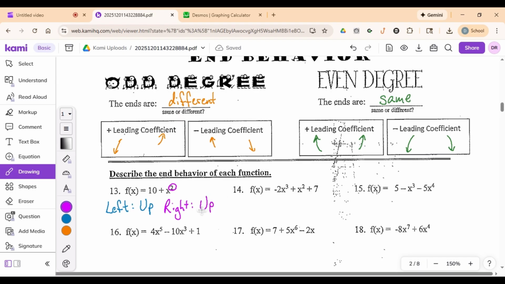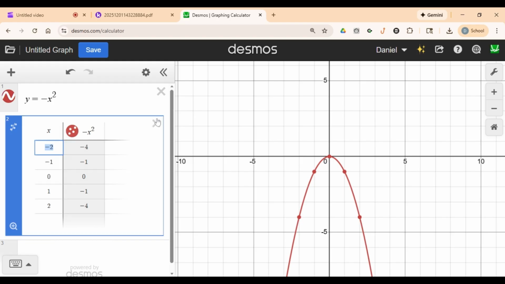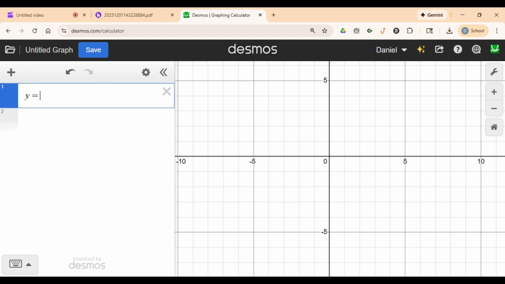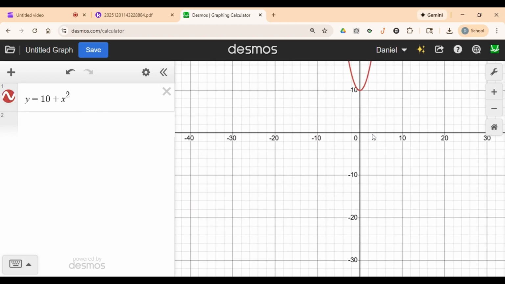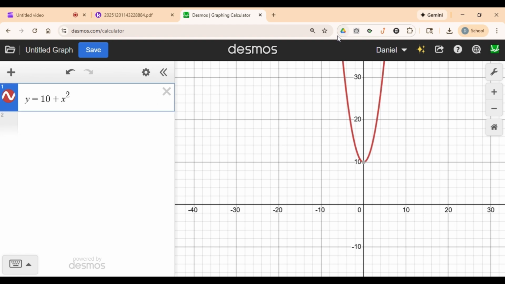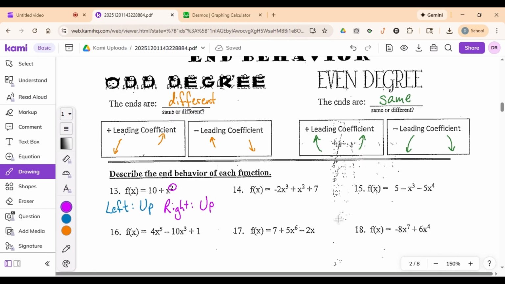Now, the other thing you could do is run to the graphing calculator really quickly and see if that's true. If we type 10 plus x to the second, and zoom out a little bit, you're going to see that's the case. The left side's pointing up and the right side's pointing up. So we have a way to check this. But we can move along a little bit faster here.